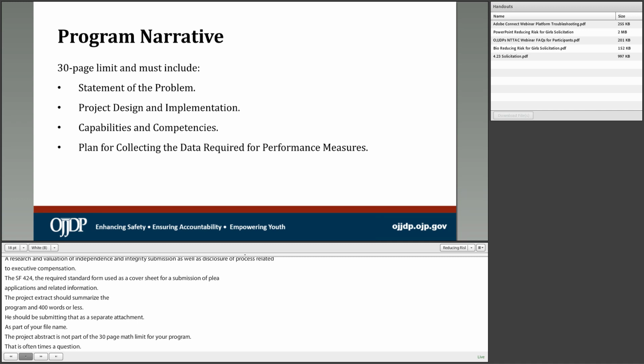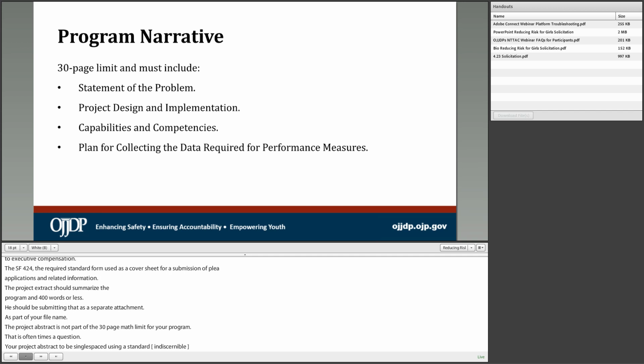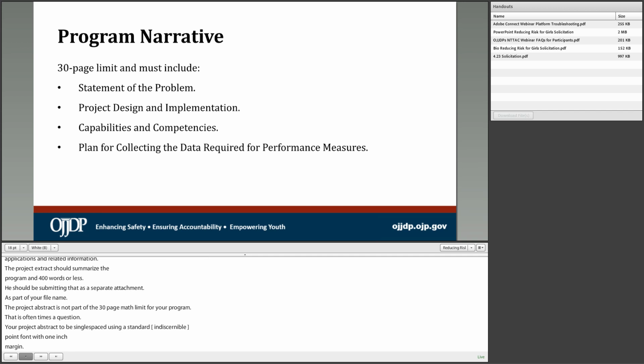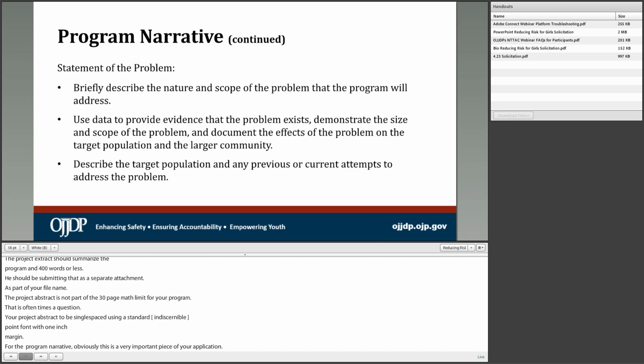So the program narrative, obviously, is a very important piece of your application. There is a 30-page limit, which must include the statement of the problem, the project design and implementation, the capabilities and competencies, and your plan for collecting the data required for performance measures.